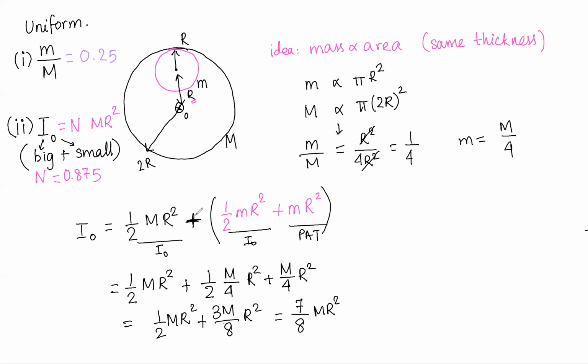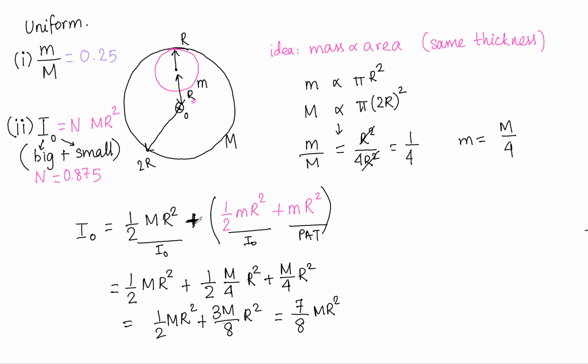Just to remind you, when can you add? You can add whenever the axis is the same. So what is the axis over here? The axis over here passes through the center of the bigger disk. So simply you need to find out the moment of inertia of the bigger disk, which is half MR square. Add with it the moment of inertia of the smaller disk, which is half small mr square.